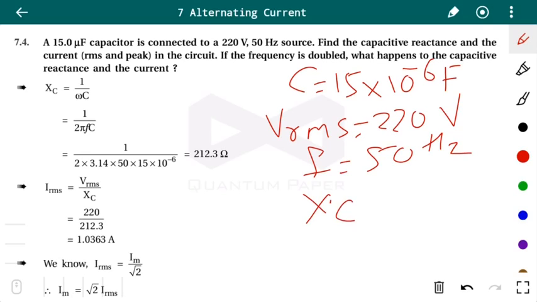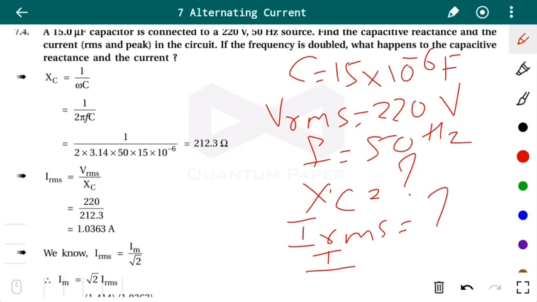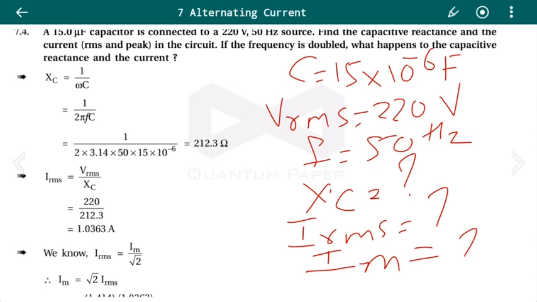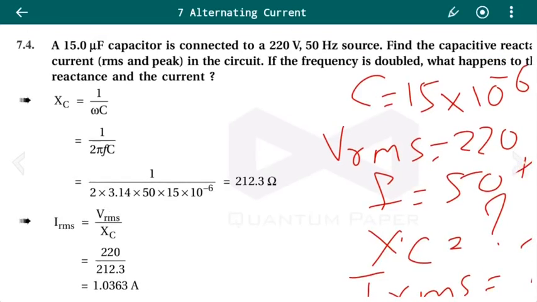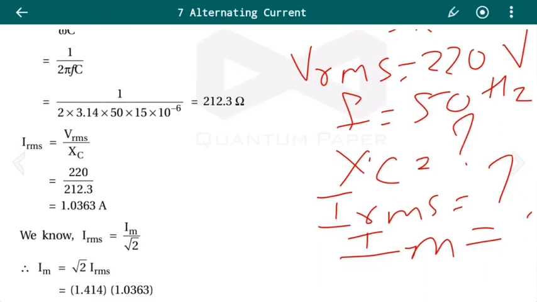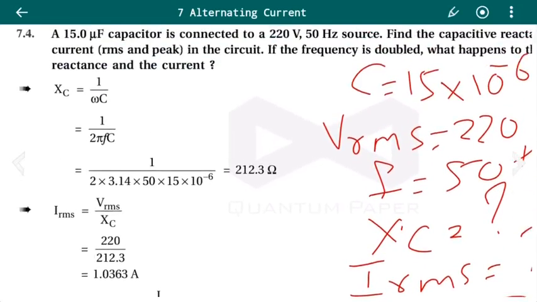That means we have to find the capacitive reactance XC. We have to find both the current IRMS as well as Im. If the frequency is doubled, what happens to the capacitive reactance and the current? That is conditional, but first let us find the capacitive reactance and the RMS and the peak current.